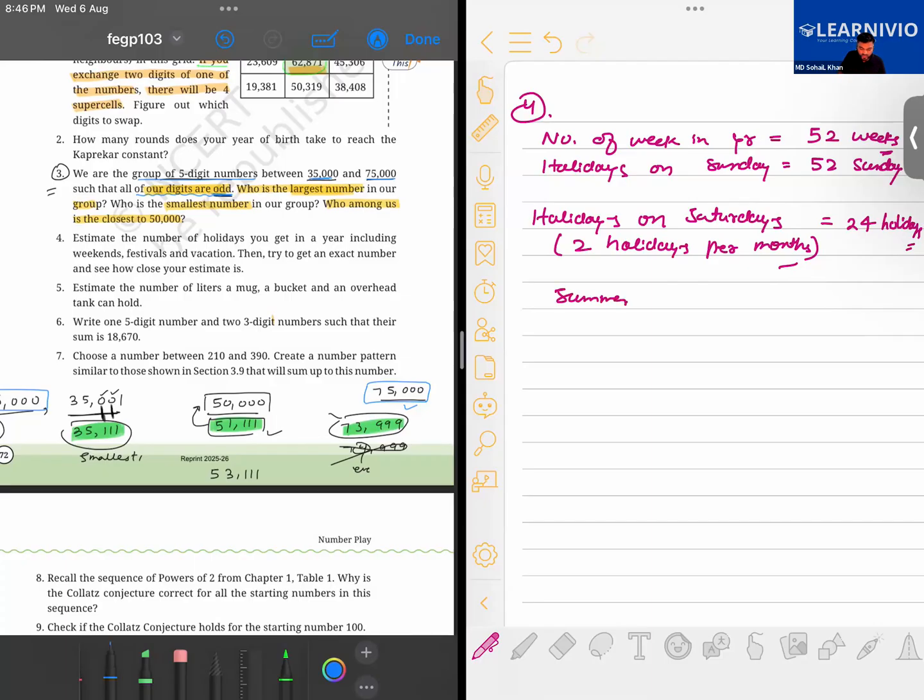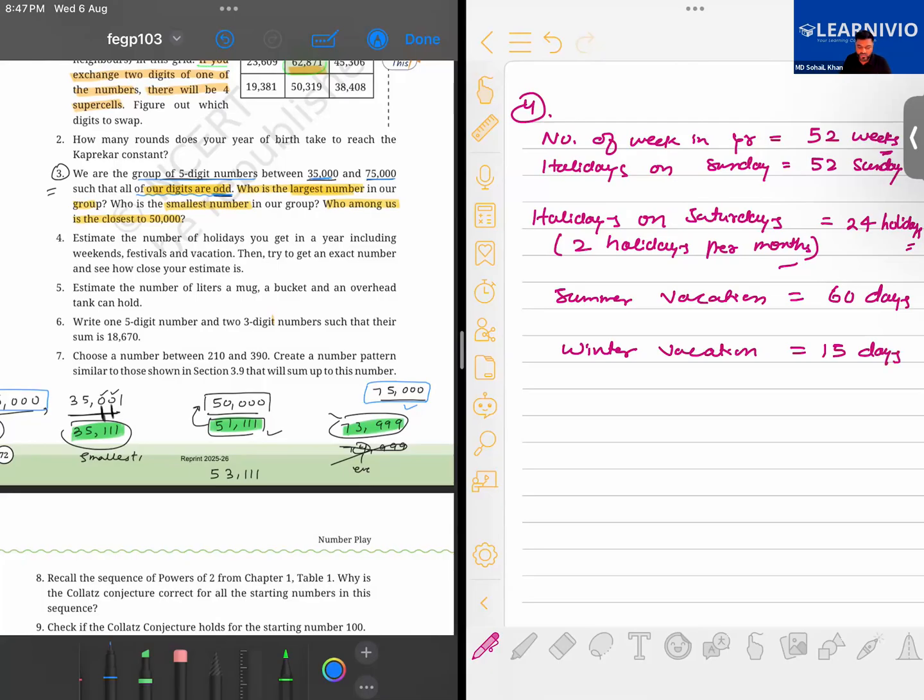Then talking about the summer vacation. How long is the summer vacation in your school? 2 months. Okay, so a total of 62 days, because it's July and August, 31, 31, 62. Let's say we are taking a rough number of 60 days only. We can stick with only one number. Okay, winter vacation of 15 days. Winter vacation is not very long right now. It's short.